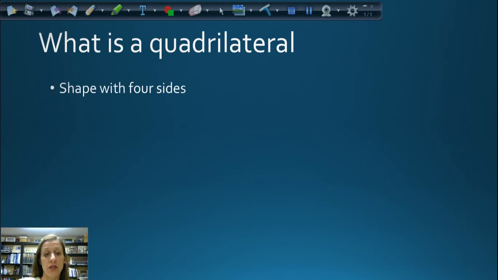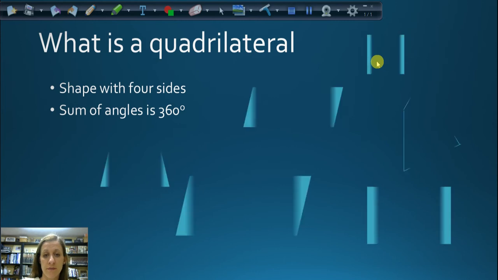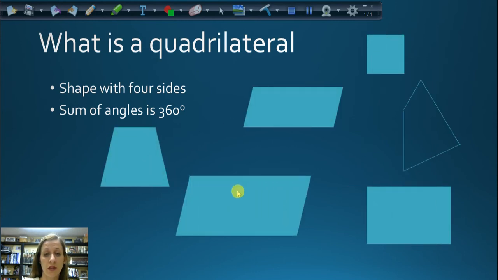A quadrilateral is just a shape that has four sides, and you should also know that the sum of the angles is 360 degrees, which means it doesn't matter what the quadrilateral looks like. These all have four sides. All four angles in each one of these quadrilaterals is equal to 360 degrees.